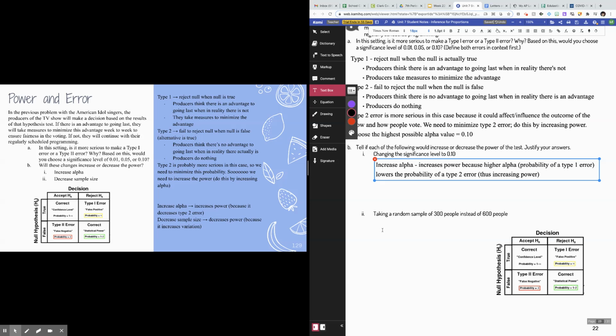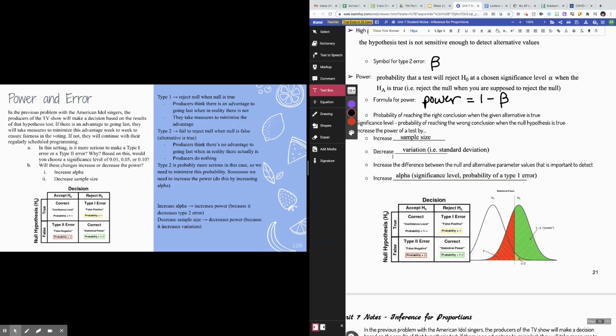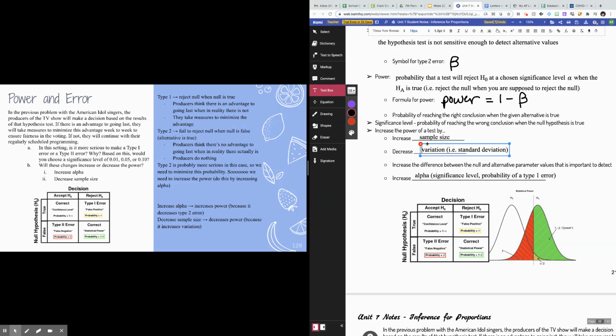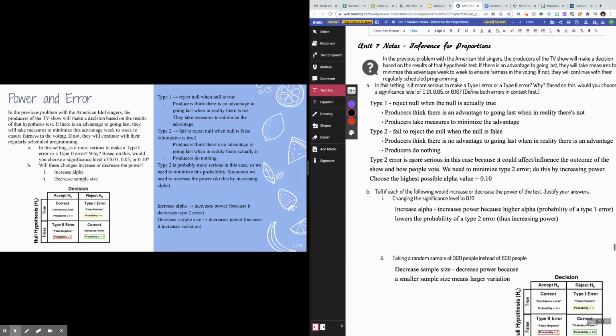Okay, and then this one says taking a random sample of 300 people instead of 600 people. So we're decreasing the sample size. That is going to decrease power because a smaller sample size means larger variation. And larger variation, right, is not good for power, right? We want a smaller amount of variation, a smaller standard deviation in order to increase the power of our test, okay?